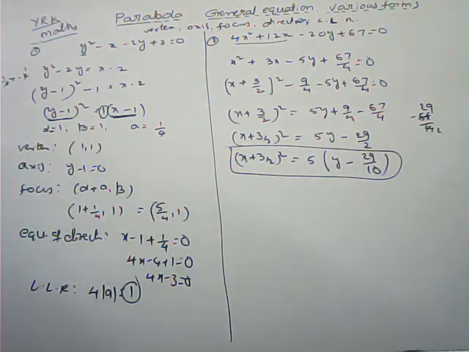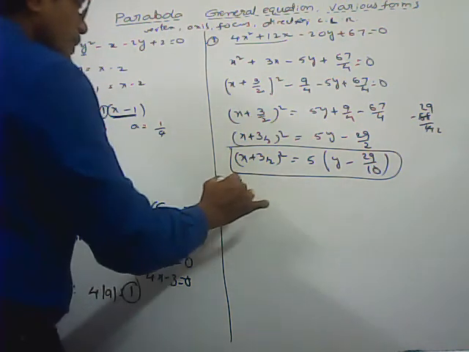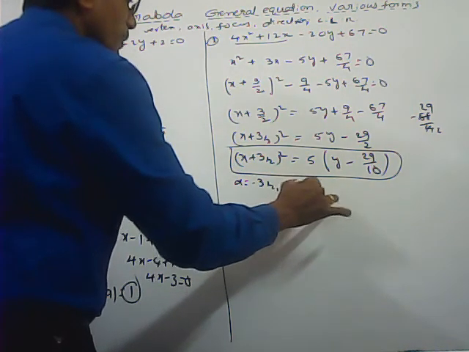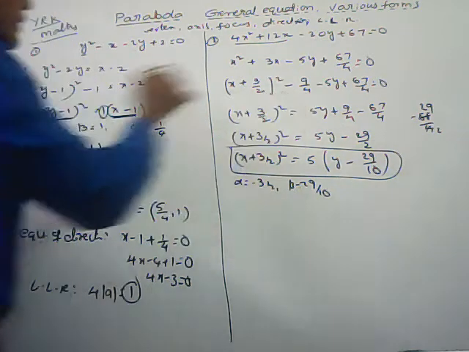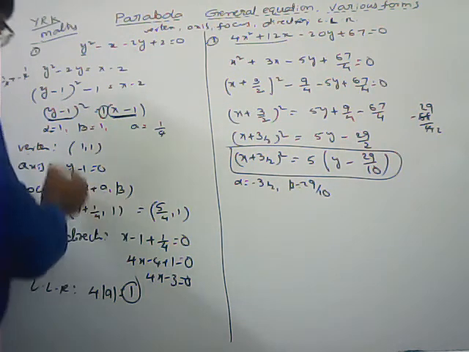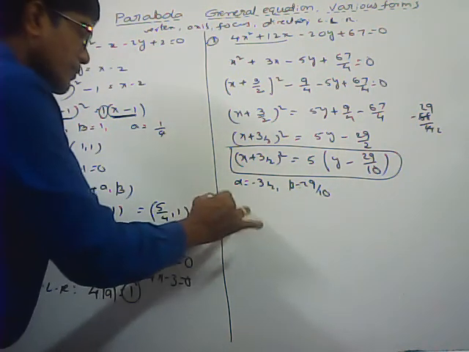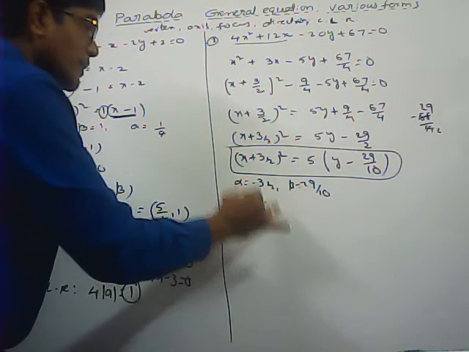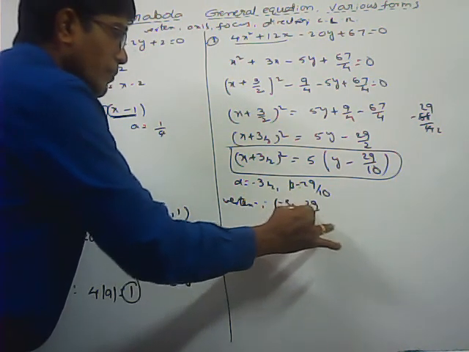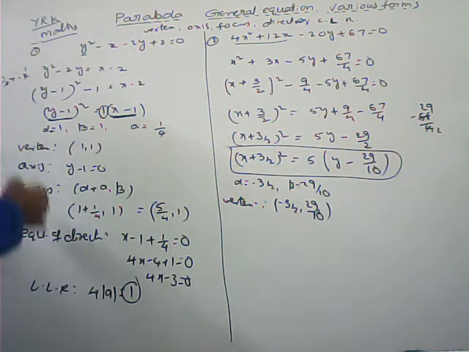(x − α)² = 4a(y − β). Now here α is equal to −3/2 and β is equal to 29/10. If any corrections are there, you can go through it once. Now the vertex: x equals −3/2, y equals 29/10. This is the vertex of the parabola.